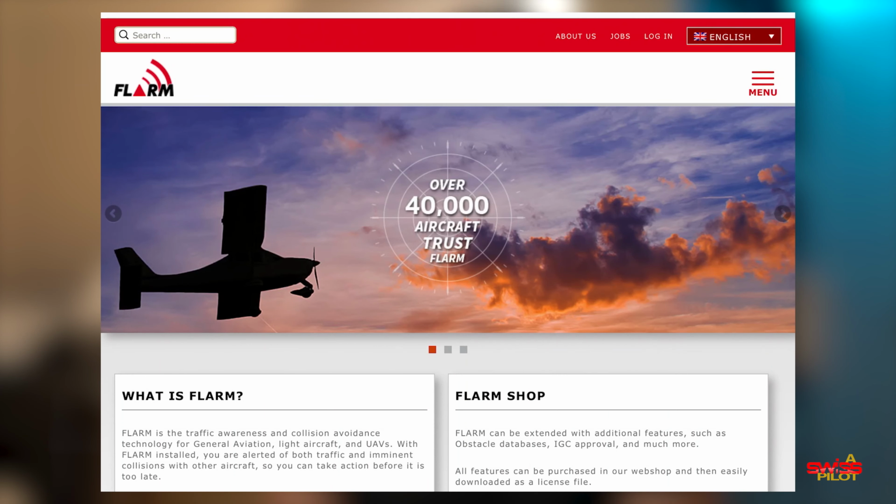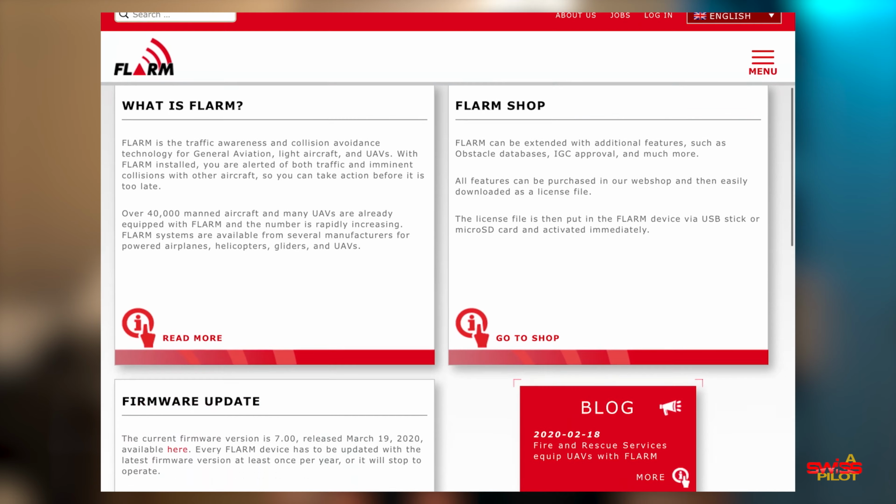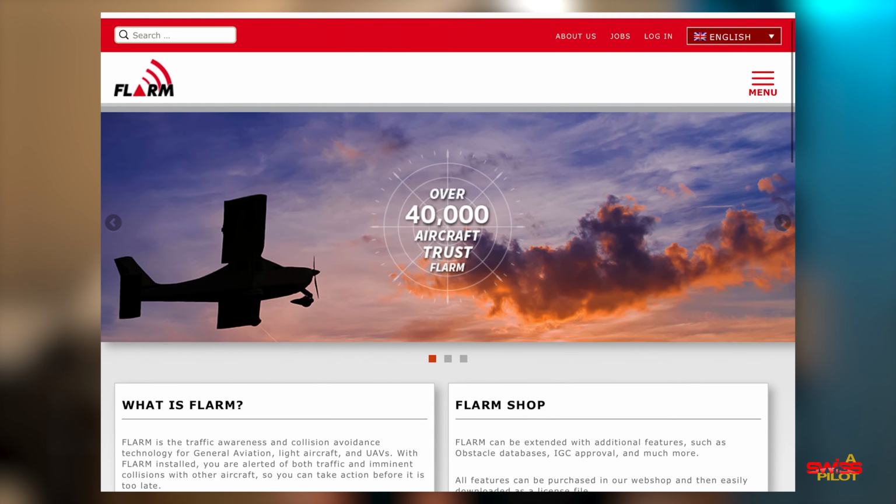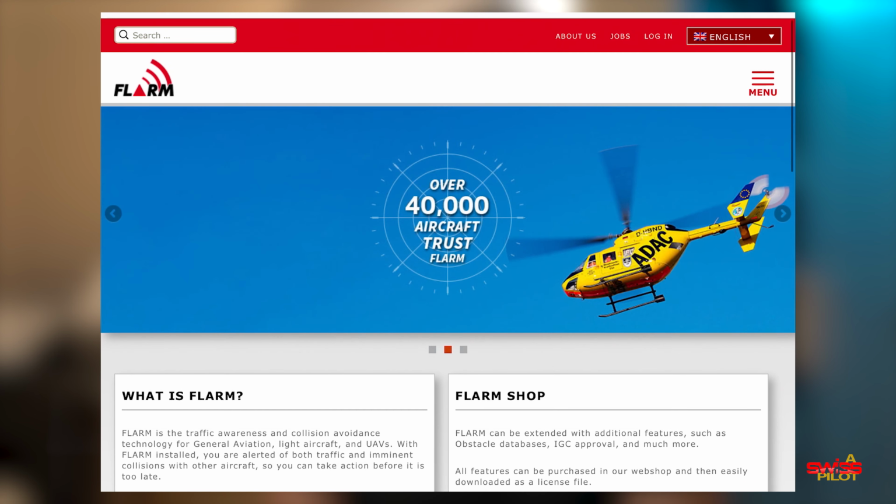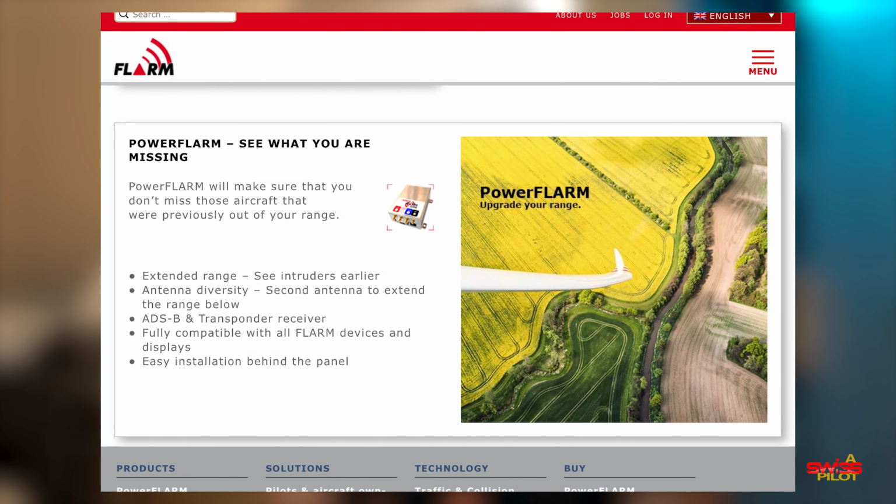Now we've talked a lot about ADS-B, it's time to look at the traffic avoidance system that's more commonly used here in Europe, called FLARM. FLARM stands for Flight Alarm. It's a Swiss brand that started to develop their products to avoid collisions between gliders in the first place. By now they say they have equipped, I think, more than 40,000 manned planes, but also drones with their system. And they offer by far the most well-known platform for traffic avoidance here in Europe.